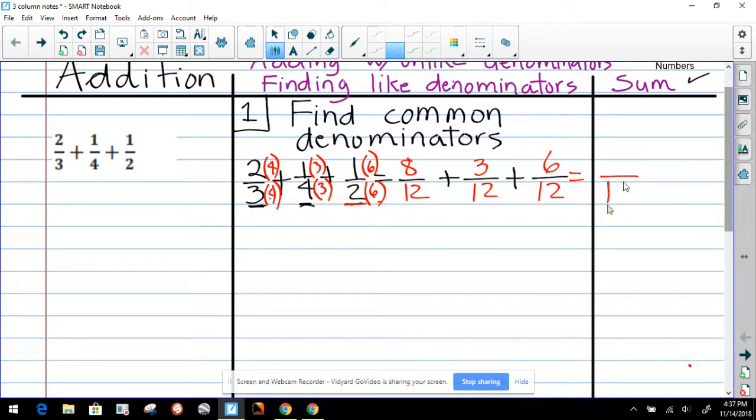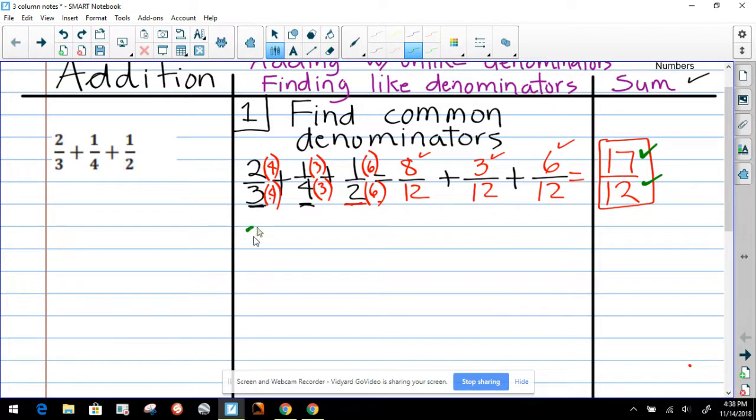So the answer is, we write the common denominator, and we're going to add up all the numerators. So we know that 8 plus 3 equals 11. 11 plus 6 equals 17. So now here we know that this is an improper fraction. How do I know that? Because the numerator is greater than the denominator. All right, so now we found the common denominator.